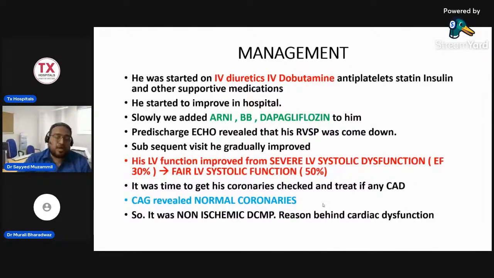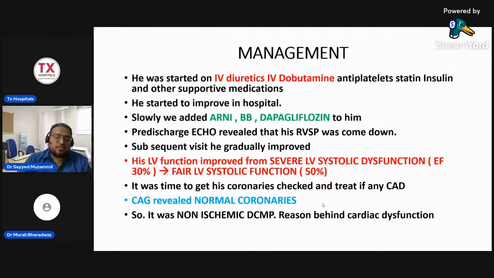The remodeling of the heart, which has been done due to RAS and sympathetic nervous system activation. Once you block RAS and once you block the sympathetic nervous system with ARNI and beta blockers, or ACE inhibitors and beta blockers, or ARB and beta blocker, and you give diuretic, mineralocorticoid receptor antagonist, and other proven anti-heart failure medication, they not only stop the remodeling, but they cause reverse remodeling.